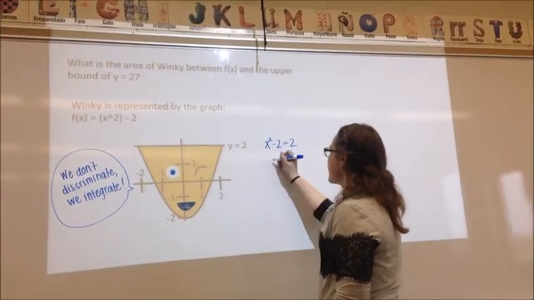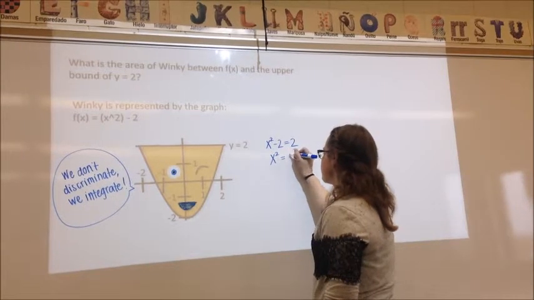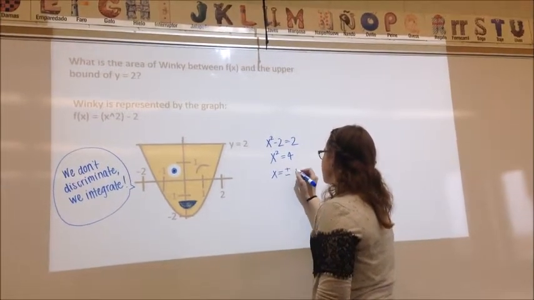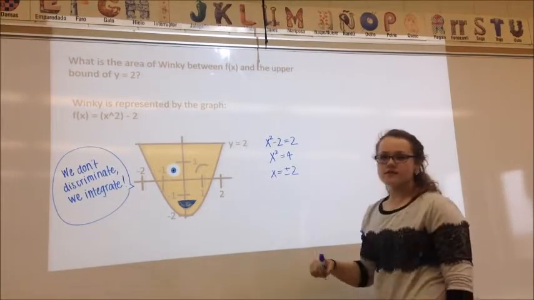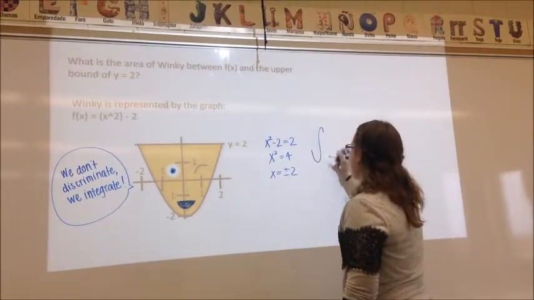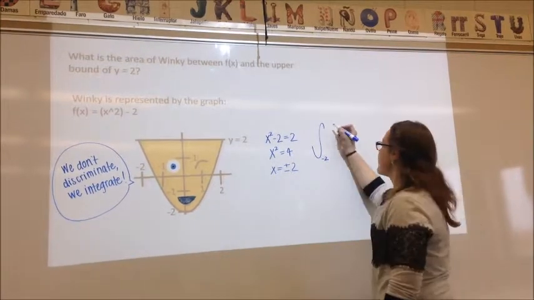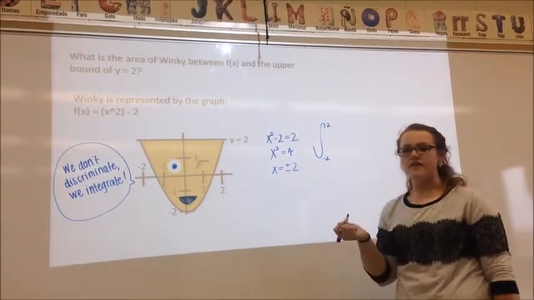You add a 2 to each side, so you have x squared is equal to 4. Take the square root, so you have x is equal to plus or minus 2. These are the bounds of our integral. Our a, which is on the bottom, is negative 2 because that's the lower value, and then 2 is our b because that's the higher value.